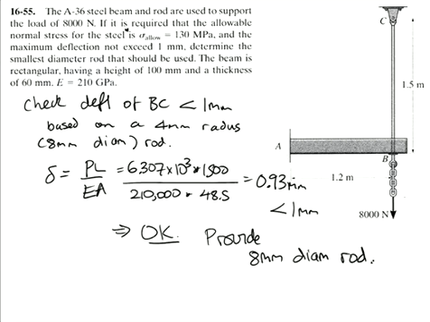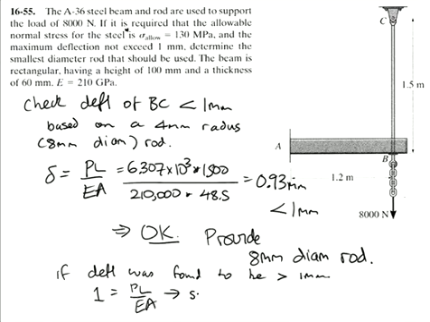Now if you found it was deflecting too much, you would have to set this equation here. So if the deflection was found to be greater than 1 mil, you would set 1 mil equal to your PL on EA, and here solve for P, and then once you got that value in your stress equation, you would then check that the beam is not being overstressed and the column is not being overstressed.